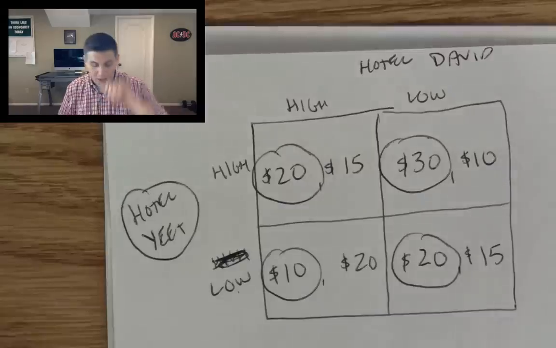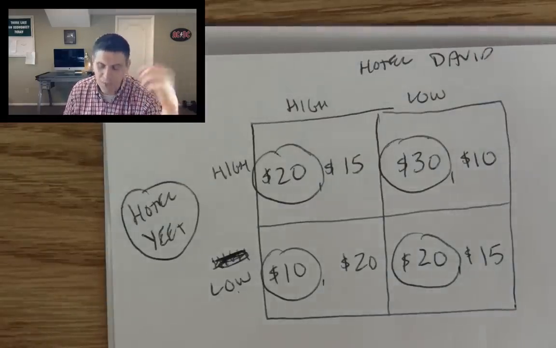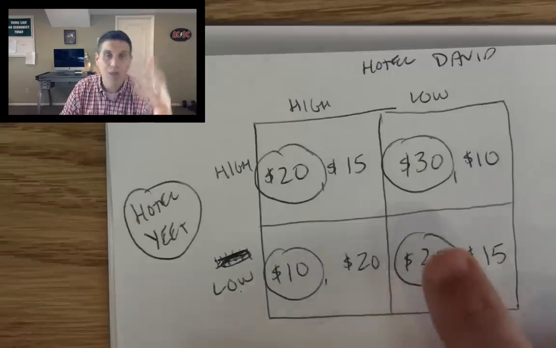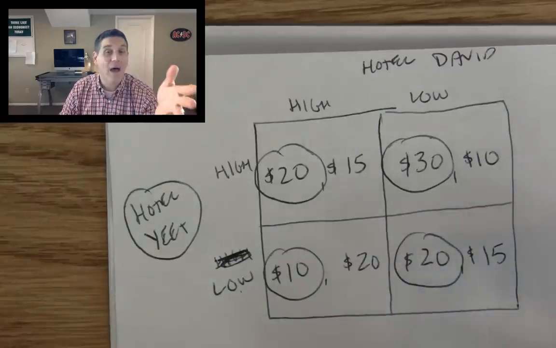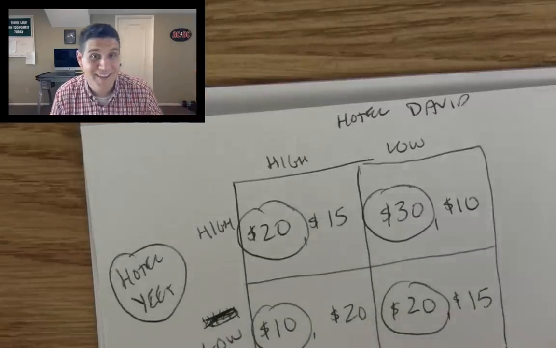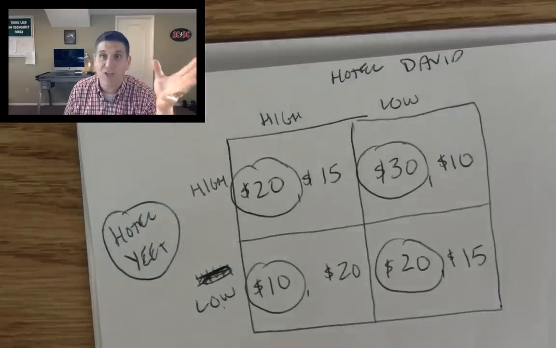If both hotels go low, how much profit will Hotel Yeet earn? I'll say it again. If both hotels price low, how much profit will Hotel Yeet earn? The answer is $20. You can read the chart. All right, now let's go find out the dominant strategy for each one of these.